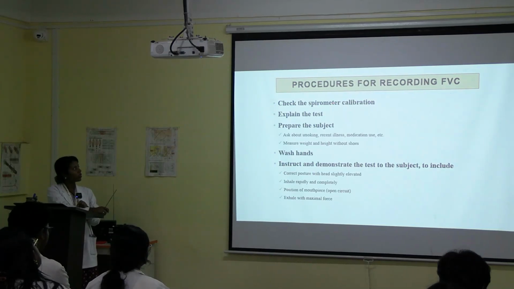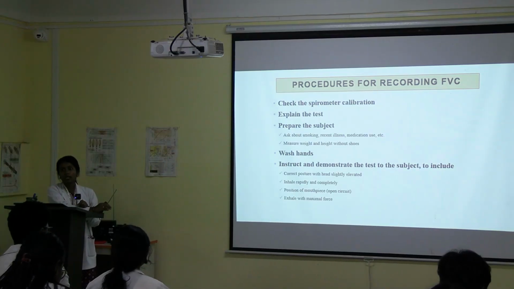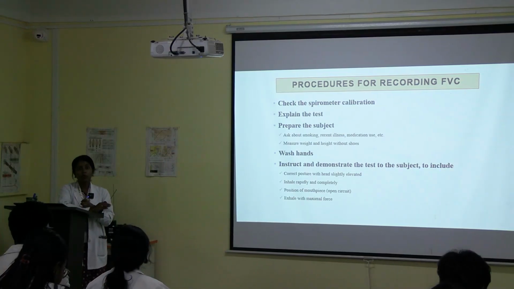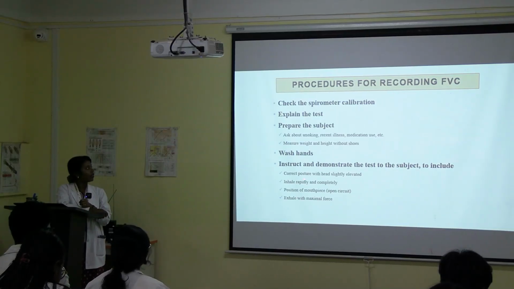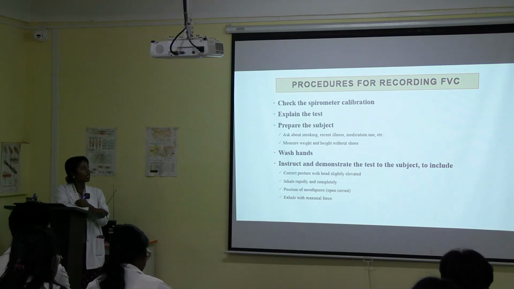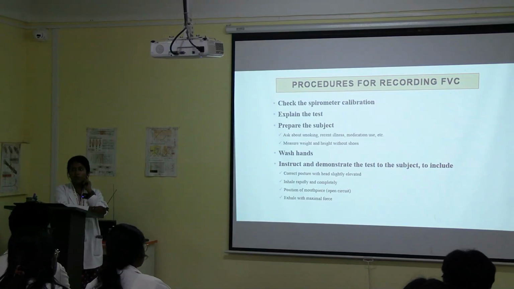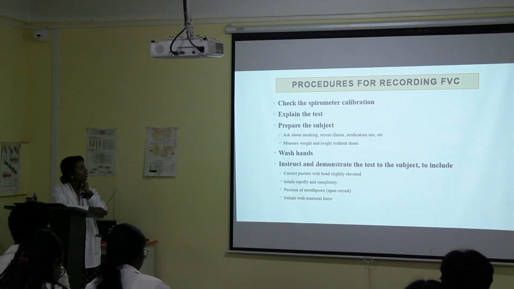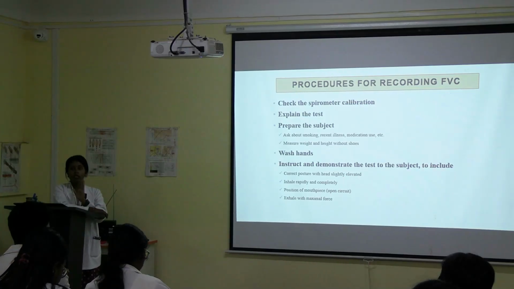So the procedure is the same. You have to check the calibration, then explain to the person. One important thing is you have to give proper instruction, and he has to follow that. Then ask about history of smoking, any recent illness, any recent surgery and all those. Then measure the height and weight, because these things also influence the volumes. Then you have to demonstrate. You have to tell him to sit straight.